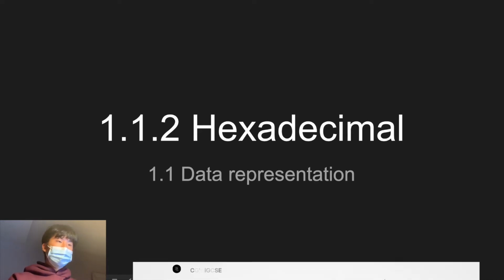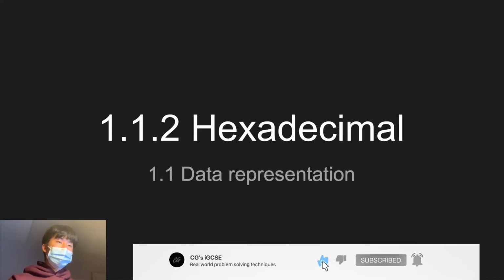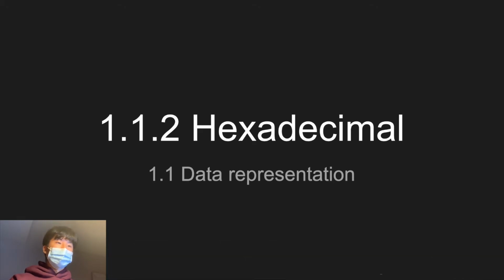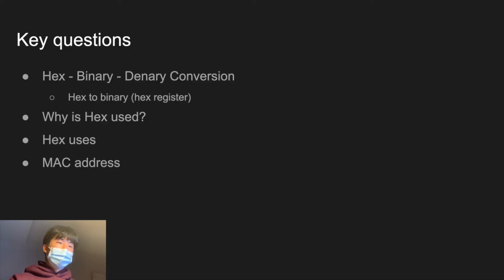Hello guys, this section is about 1.1.2 hexadecimal. Unlike binary, there are more types of questions which you are required to know, and we're going to go over them today. These are the questions that we'll go over one by one. We'll look at how to do conversion between hexadecimal, binary, and denary, why hexadecimal is used in computers like binary is used in computers, some uses of hexadecimal, and finally an explanation question on MAC address.